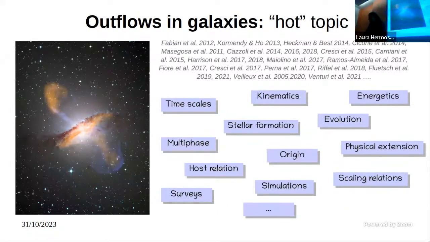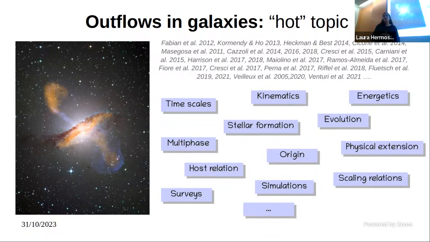One of the most important things related to AGNs nowadays are outflows and feedback, not only in AGNs but in galaxies in general, basically because outflows are thought to impact the evolution of galaxies in many aspects. There are many things that one can do studying these outflows, which are essentially gas emerging from the central parts of the galaxy. We can study them through the kinematics of the gas, the energetics, how they impact star formation, the relation that the outflows have with the host, and so on.